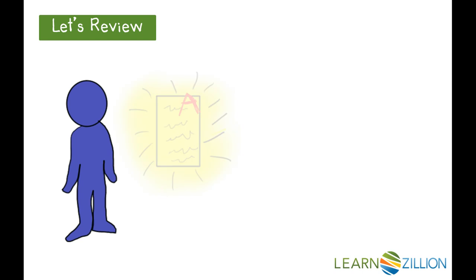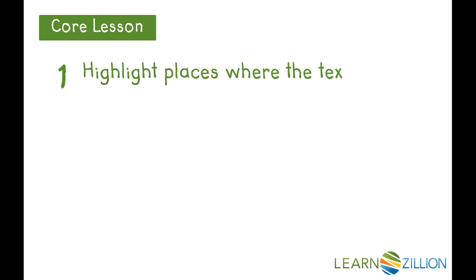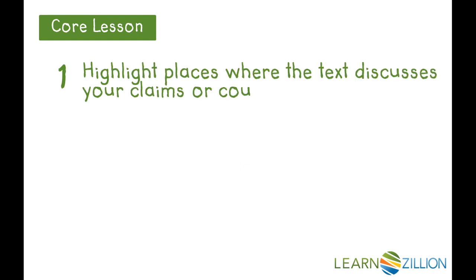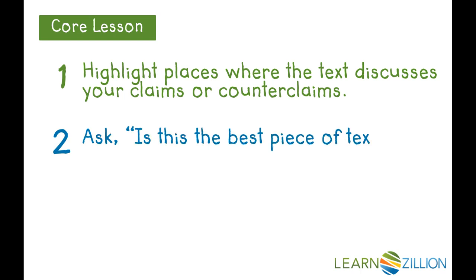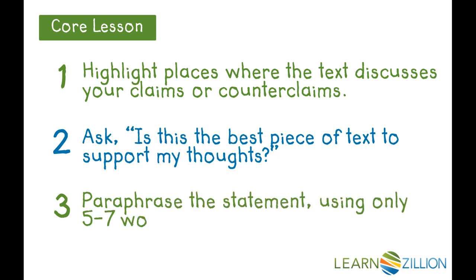We want the best evidence. So this is what we're going to do. First, we're going to highlight places where the text discusses your claims or counterclaims. And then we're going to ask, is this the best piece of text to support my thoughts? Then we're going to paraphrase the statement using only 5 to 7 words of direct quotation.